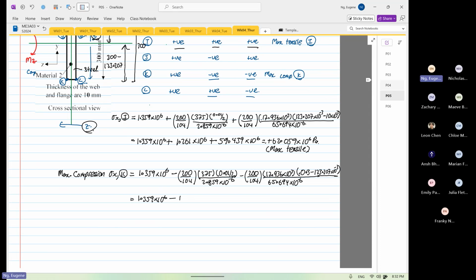Now the second value is minus 261 times 10 to the power 6, and then you just need to calculate the third value. So 200 times 200 times 17.936 power 3 divided by 104 divided by 65.694 power minus 6 times 0.3 minus 0.123207 power minus 3. Close bracket.